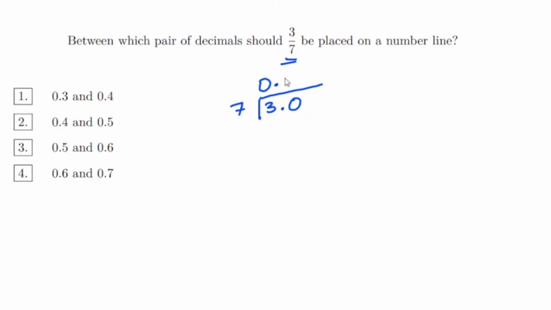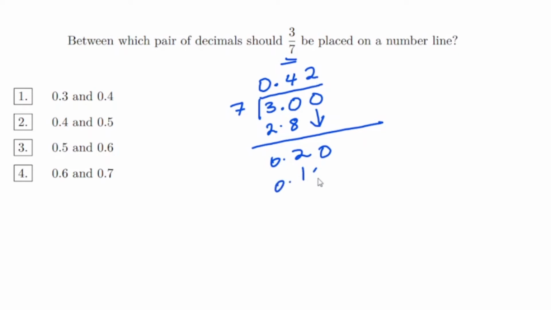Well, 7 goes 4 times into 28, so 4 times 7 is 2.8. And if we subtract 2.8 from 3.0, we get 0.2. And then we ask the question, how many times does 7 go into 2? Well, 7 doesn't go into 2, but if we put a 0 up here and then bring it down here, we can ask the question, how many times does 7 go into 20? Well, 7 goes 2 times into 14, so 2 times 7 is 0.14, okay? And 0.20 minus 0.14 is 0.06.